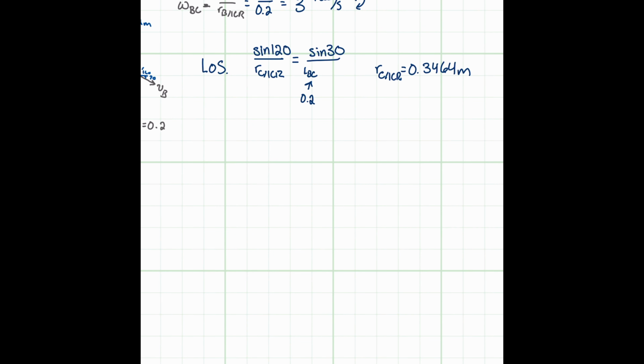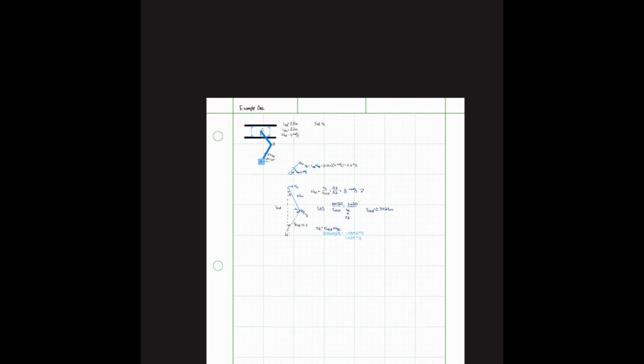Then to find the linear velocity at VC, it'll be RC ICR times omega BC, both of which we now know. So 0.3464 times 3 plugged into the calculator to get an answer of 1.0392 meters per second. And depending on your teacher is what the sig figs or decimal places you will round to.